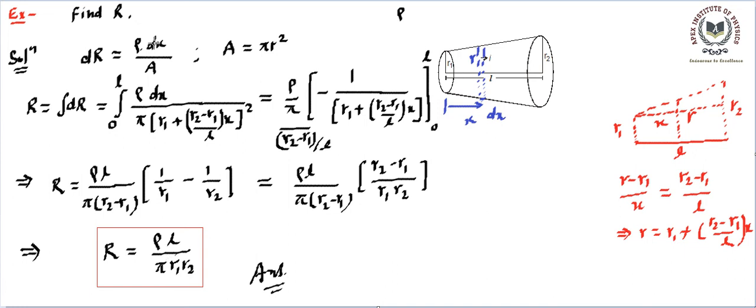If you remember, then this kind of question you can answer directly. Otherwise, you need to understand how we are getting this. We are using R is equal to rho L upon A, then we get the value of R, then integrating, then finding this particular expression. So this is an important question to think about and to remember.